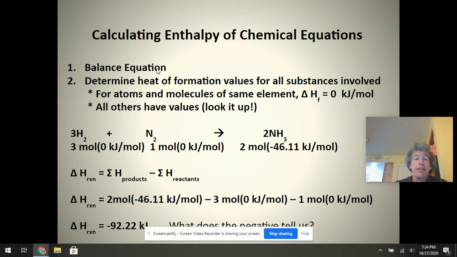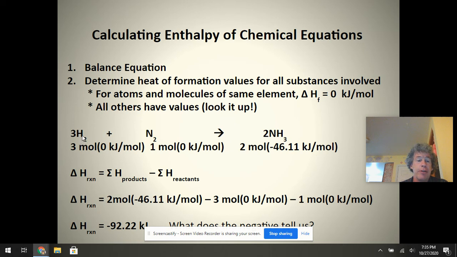So first off, you do want to balance the equation. It has to be balanced. Then determine the heat of formation values for all the substances involved. For atoms and molecules of the same element, though, delta H of formation is 0 kilojoules per mole. So if you have like O2 or just sodium metal or something like that, and it's not bonded to anything other than the element itself, then it's 0 kilojoules per mole. All other situations, so like H2O or CO2, something like that, will have values. And so you can look up those values in the table. Or in most cases for you, it will be in the data booklet.